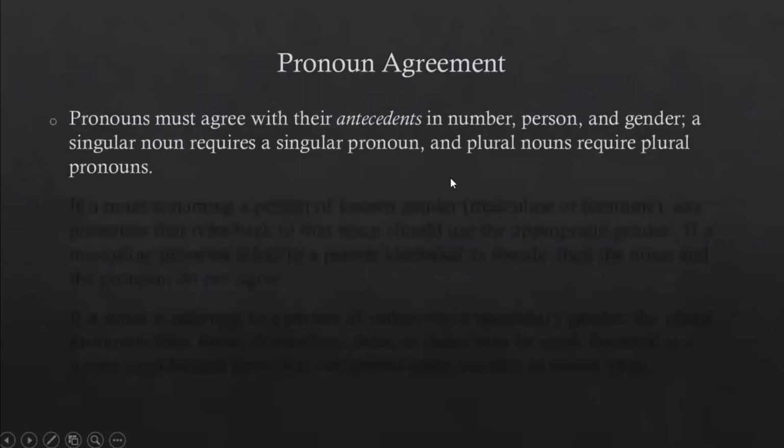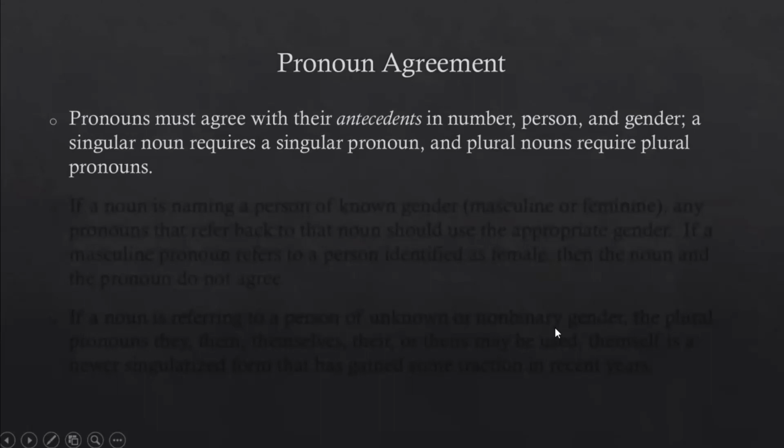In the same way that a subject has to agree with its verb in terms of number, pronouns have to agree with their nouns, but there's more to it, right? Because pronouns, there's four things that we can talk about with respect to pronouns: their number, their person, their gender, and their function, which you'll sometimes hear referred to as case, which is a little too technical, I think. Function is fine, right?